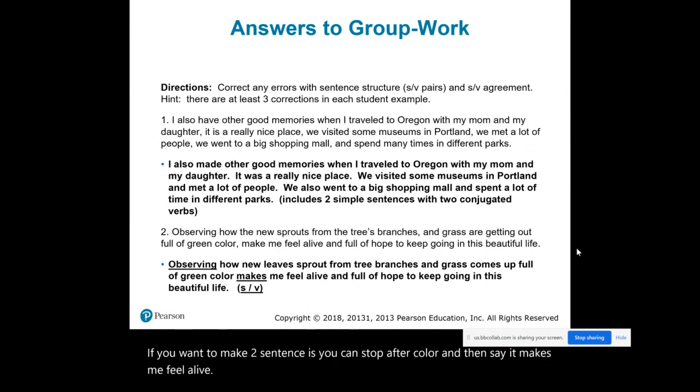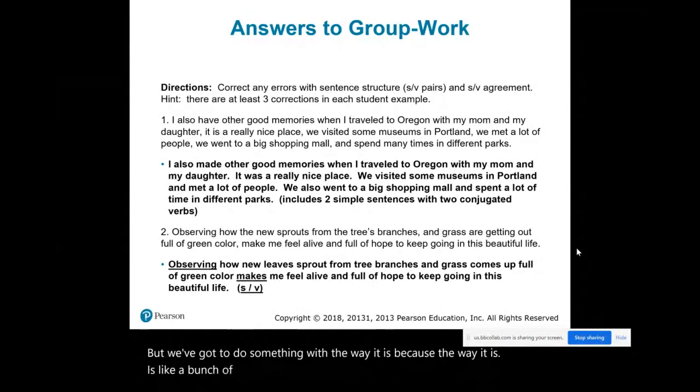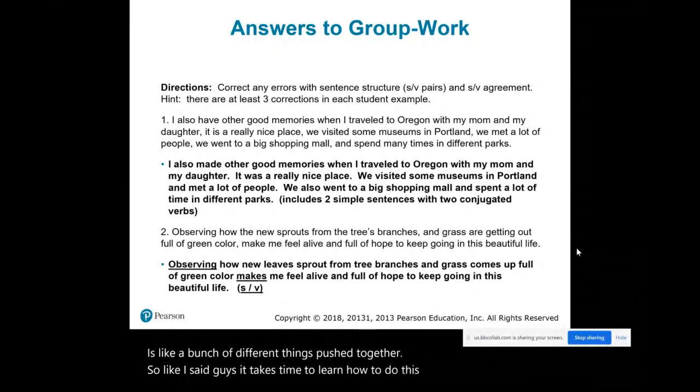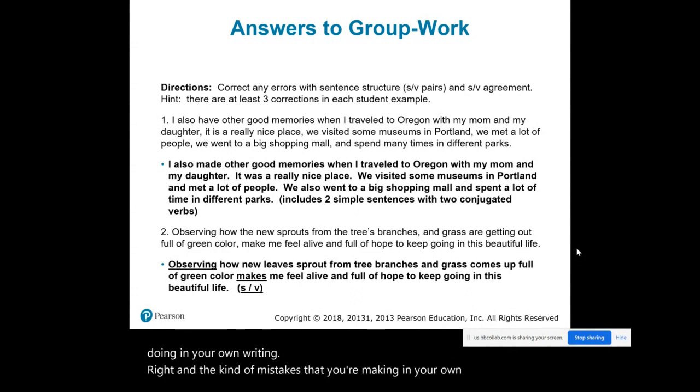Okay? But we've got to do something with the way it is, because it's like a bunch of different things pushed together. So, like I said, guys, it takes time to learn how to do this, but my goal is for you to begin opening your eyes a little bit to what you're doing in your own writing, right? And the kind of mistakes that you're making and you don't even realize it. We have to be able to look at it, right? And see what's happening.